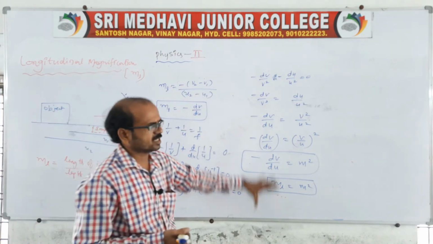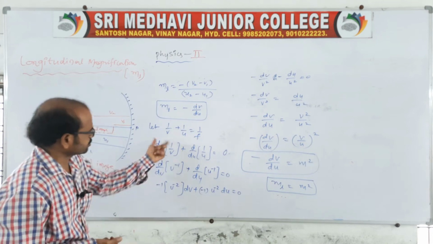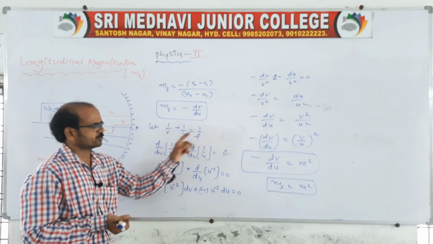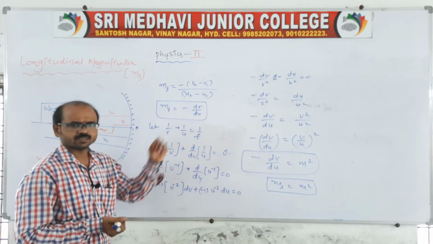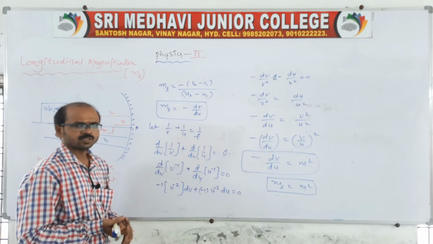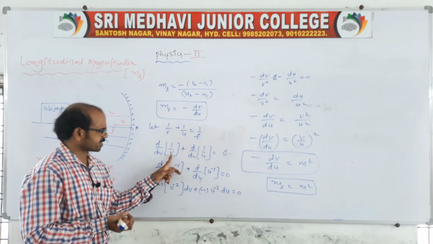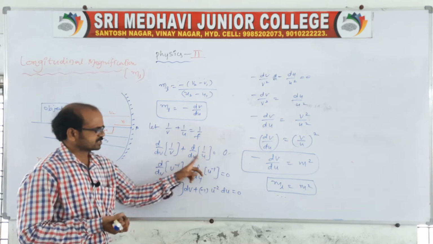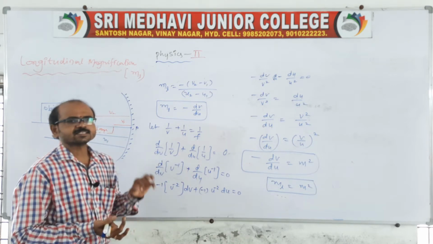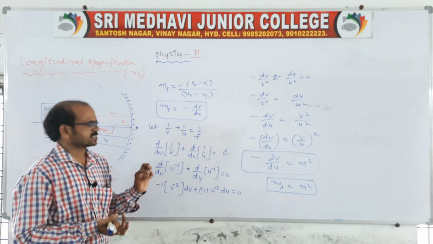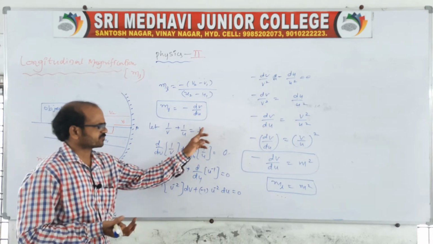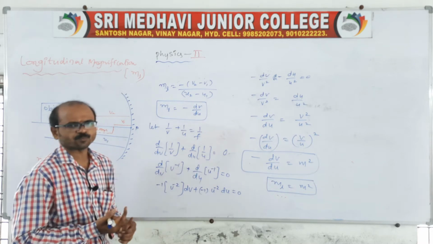Sir, how do we get this magnification? There is a proof. We know the mirror equation: 1 by f equals 1 by v plus 1 by u, which we proved in the last class. Now you differentiate with respect to v and with respect to u, because we are differentiating only the distances. Here f is the focal length, so it is not required; the differentiation of a constant is 0.